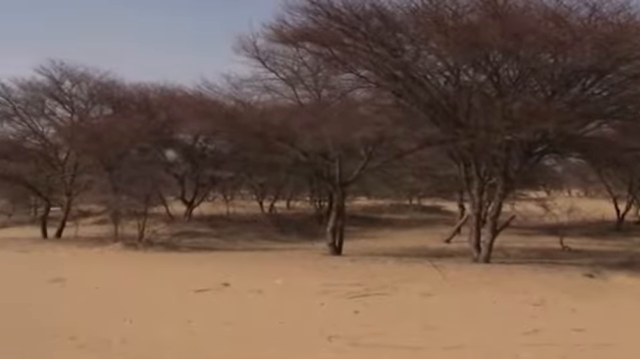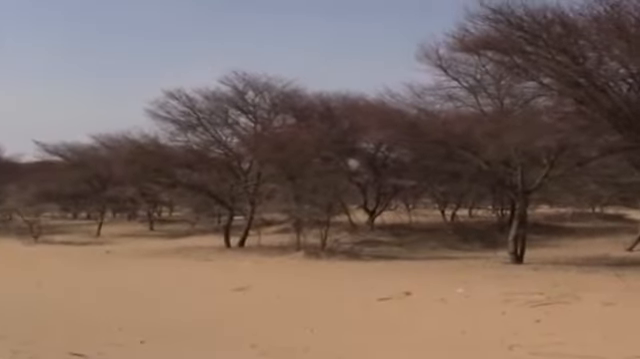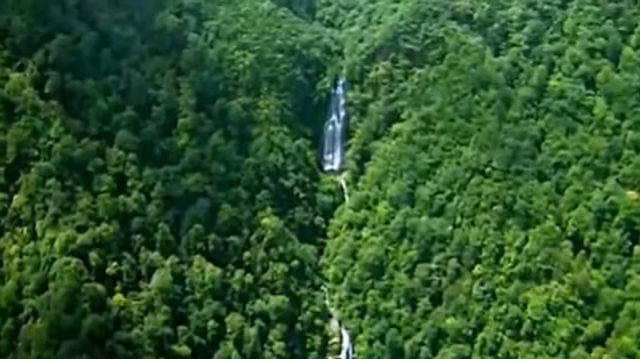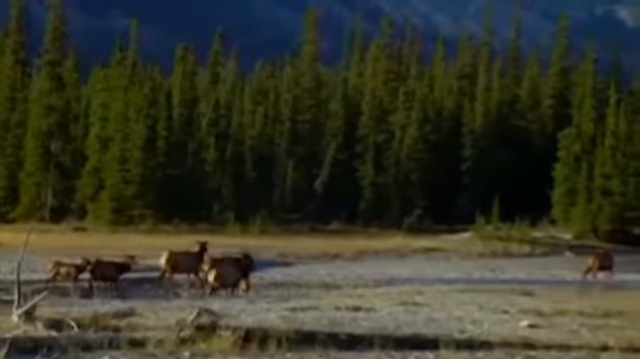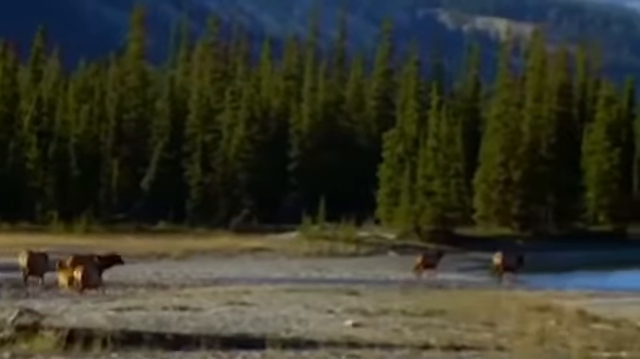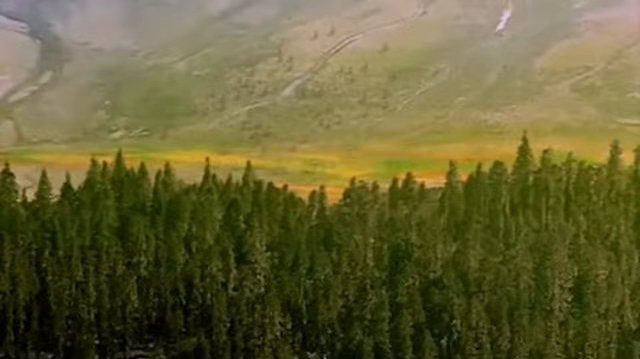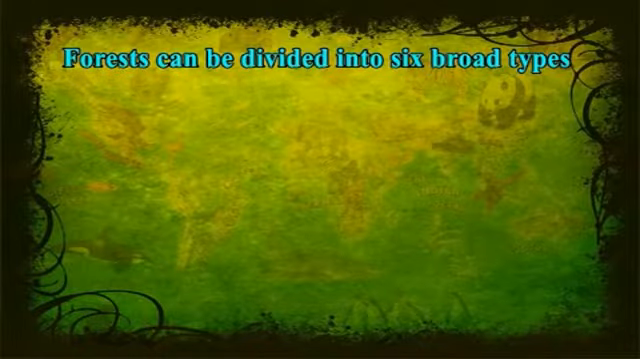There we can see a desertic forest in Rajasthan in the west, and you can see evergreen forest in the northeastern part of the country. Forests are classified according to the nature and composition, the type of climate, and its relationship with the surrounding environment. Anyway, forests in the country are divided into 6 broad types.